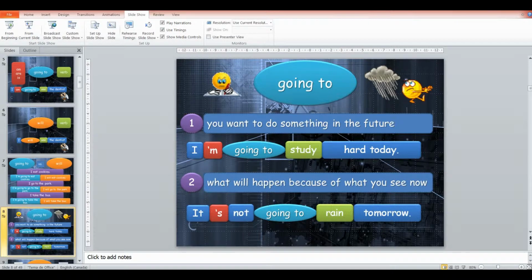So we then talk about the meanings of going to. And what we've got from the book is that there's two meanings. What you want to do something in the future, so basically future intention, and then also what will happen because of what you see now, so like a future prediction based on current evidence, I guess. And we try and give our examples, and then we're going to try and elicit examples from the students as well.